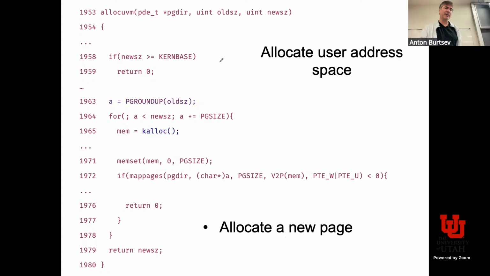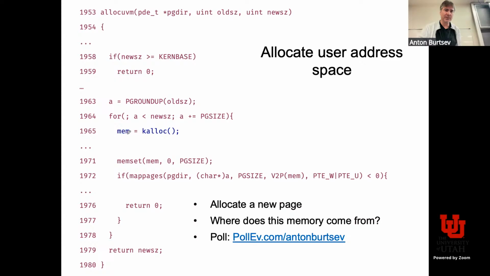But what we have here, we're running a loop from A, which we got here, to the new size. We allocate pages one by one from the kernel memory allocator, like you said. We set them to 0, right? Just because, look, sure.